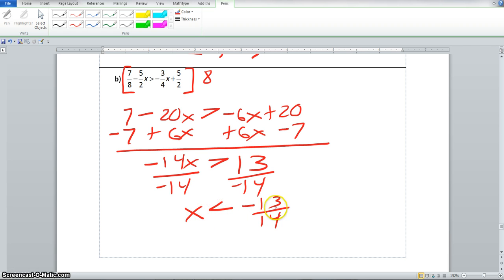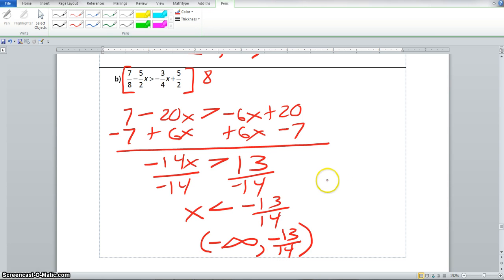And since this is less than this value, that means that we will go from the left, which would be negative infinity, and we'll go a little bit before this negative 13 over 14. Because remember, this parenthesis means that this is not included. We'll get to the number that's just before this number here, and this is where this interval will end.